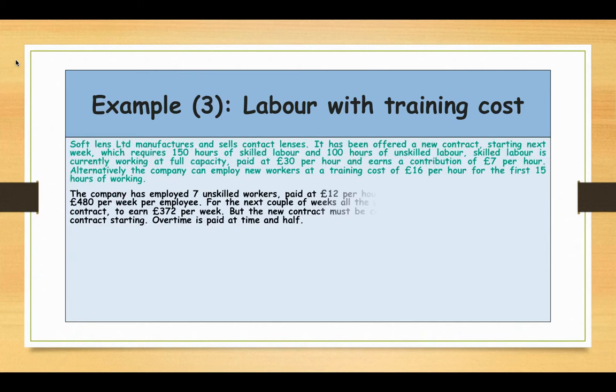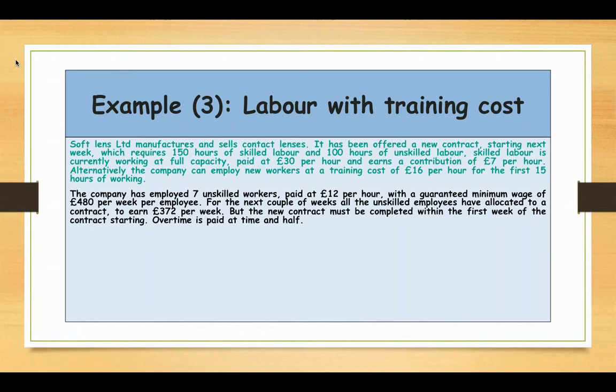Okay, so we have looked at the skilled labor. Now we look at the unskilled. The company has employed 7 unskilled workers paid at £12 per hour with a guaranteed minimum wage of £480 per week per employee. So if you look at the question, £480 per week and £12 per hour. So the guaranteed working hours is going to be 40 hours per week, because 480 divided by 12, 40 hours.